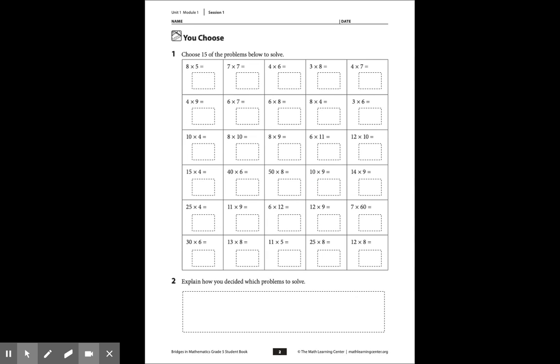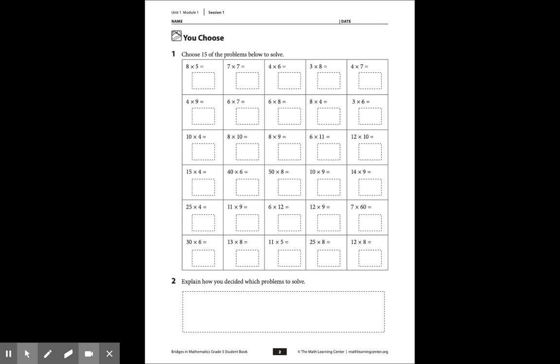This is the next part that I'd like you to look at. It is in your student book on page 2. It says choose 15 problems below to solve. This will help you look for friendly numbers and friendly types of problems that you can solve, but it'll also challenge you. For example, when you look down here at 12 times 9, we've talked about tens are friendly numbers, and all it's asking is basically 10 times 12, but take away one of the 12s because you only have 9 times 12. So it's just another way to look at the problem. But solve 15 of those on your own, please.